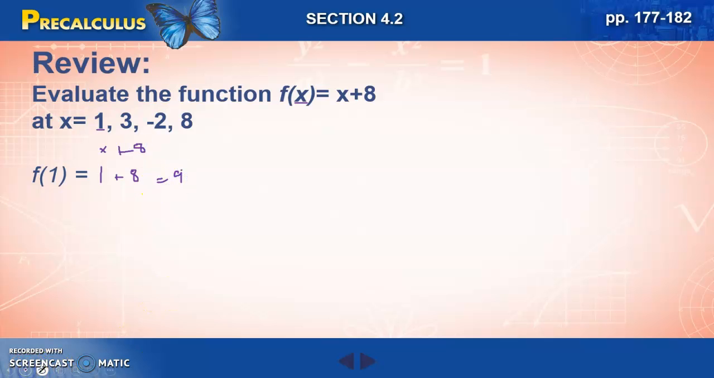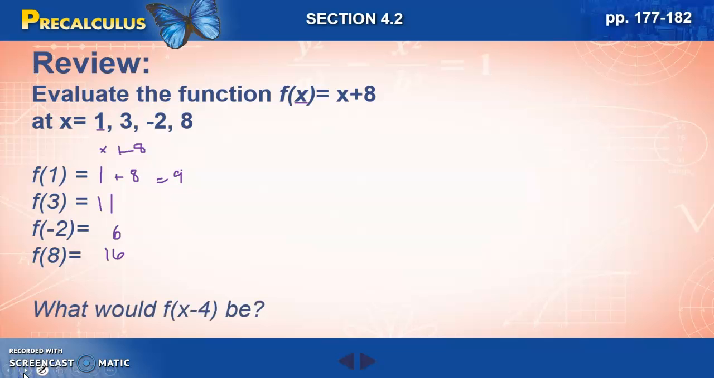What about f of 3? Hopefully you said 11, 3 plus 8. F of negative 2: plug in the negative 2. Negative 2 plus 8 is 6. F of 8: plug in the 8. 8 plus 8 is 16. So that's just a quick review on how to evaluate functions.